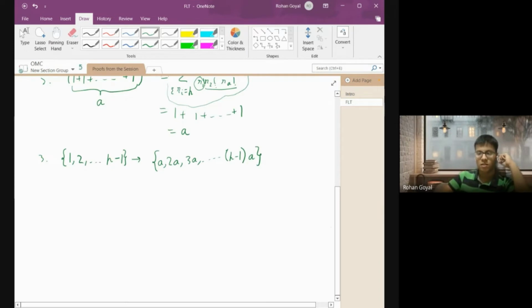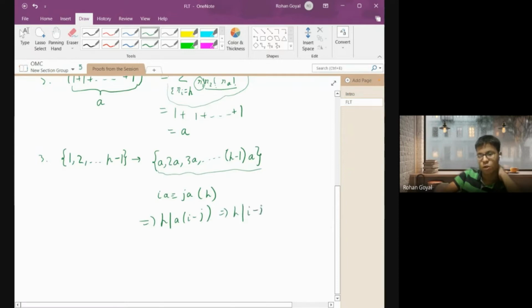Now when I look mod p, observe that all of these must be different. Just because if ia is congruent to ja mod p, that means p divides a(i minus j), which implies p divides i minus j, but i minus j is smaller than p. So that's not possible. So all of these are distinct mod p. Like the remainder they leave when I divide by p is different: a, 2a, 3a, all the way up to (p minus 1)a. So when I check the remainder, it must be basically 1 to p minus 1 in some different order possibly.